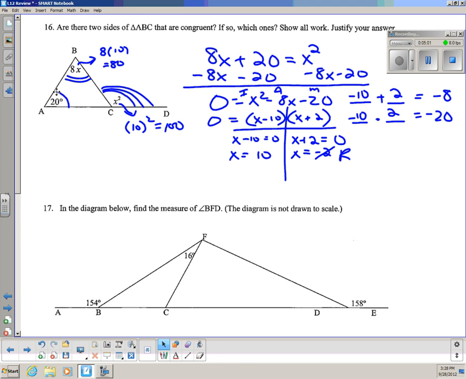And I'm being asked to say whether or not there are two congruent sides of triangle ABC. So essentially, another way to word this is I'm asking, is triangle ABC isosceles?